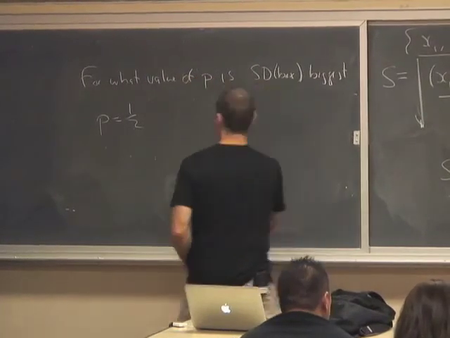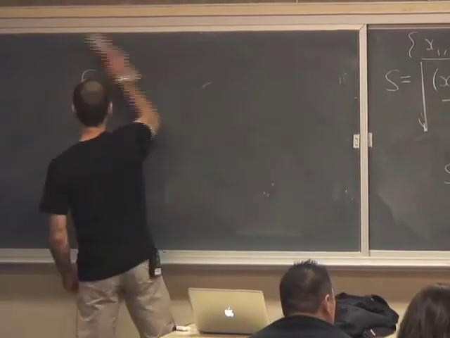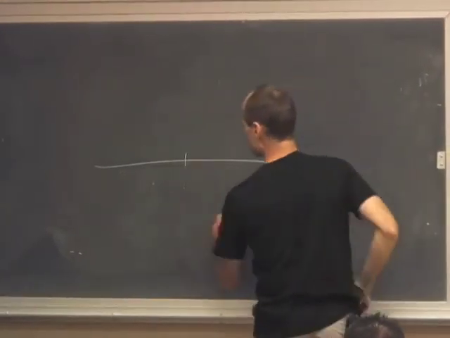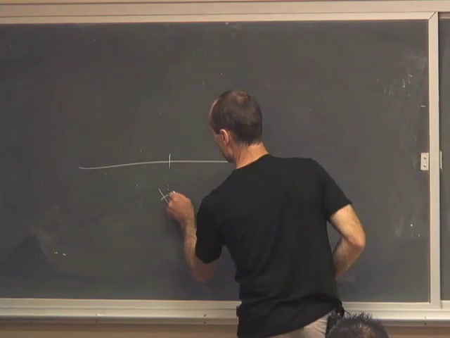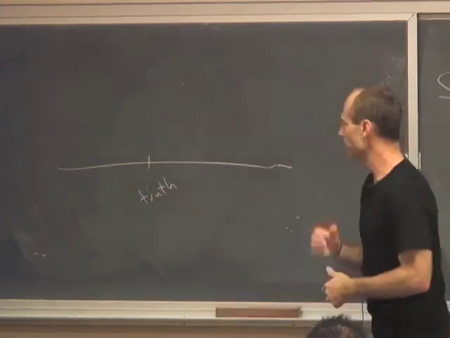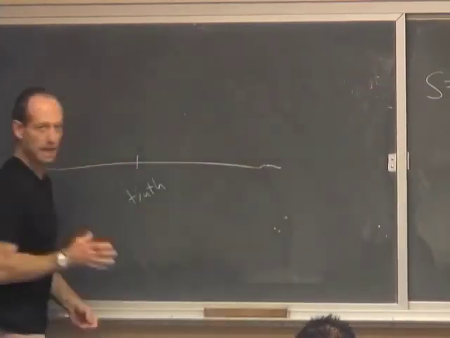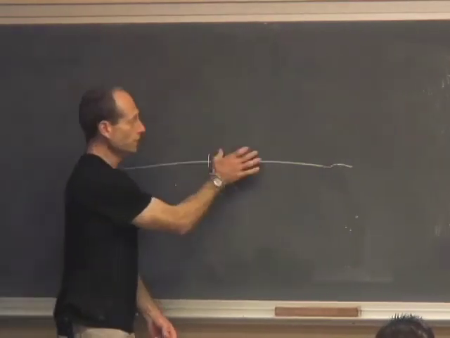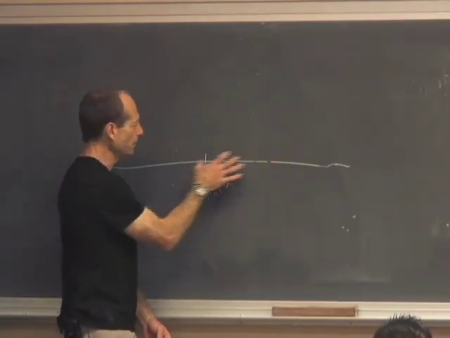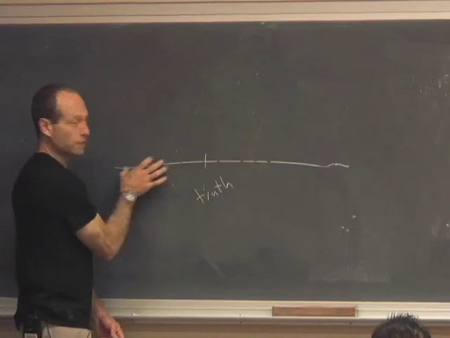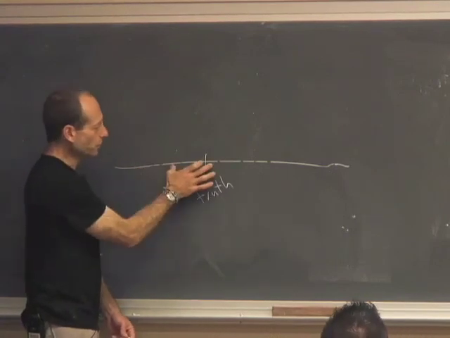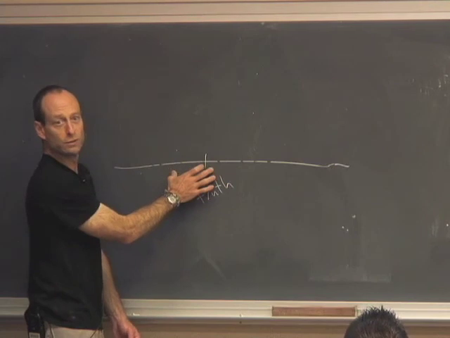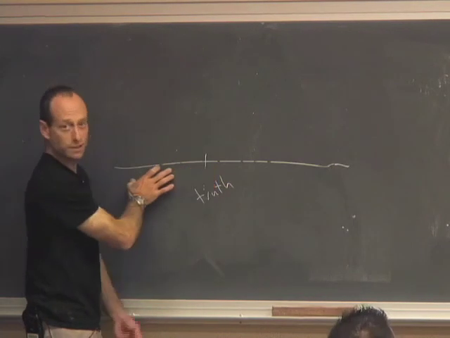So the idea is something like this. Here is the true value of the parameter. So this is truth. And we're going to give an interval as our estimate. And the interval is going to depend on the random sample. So the interval sometimes is going to be way out here, sometimes is going to be in here, sometimes is going to be down here. When the interval includes the truth, the interval is said to cover the parameter value. Okay? When the interval doesn't include it, it doesn't cover.